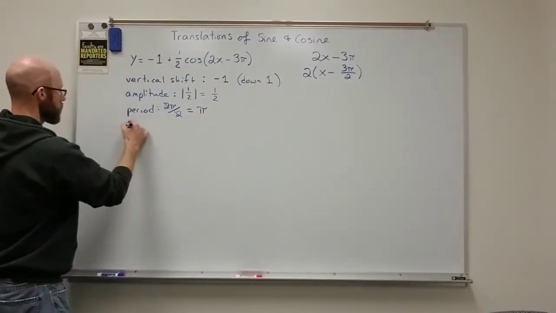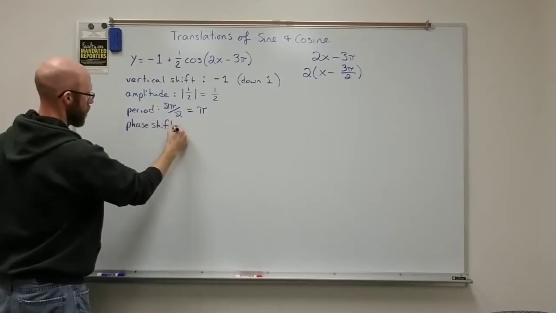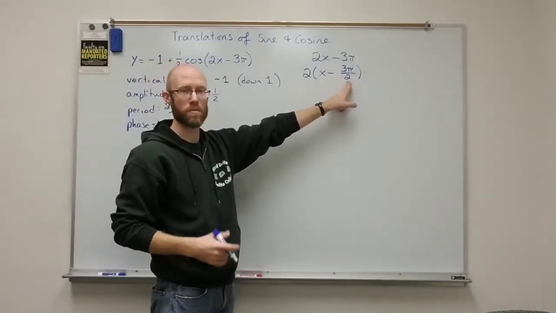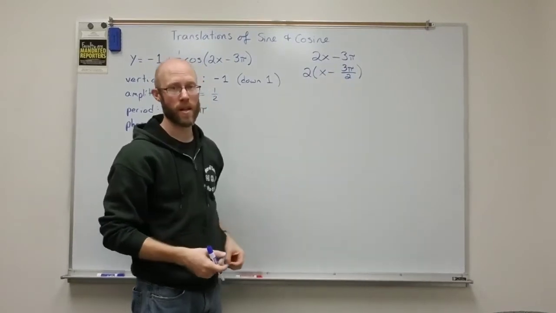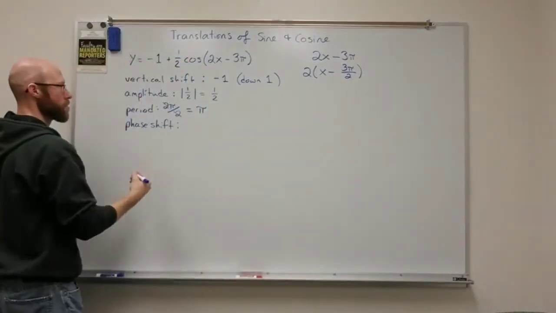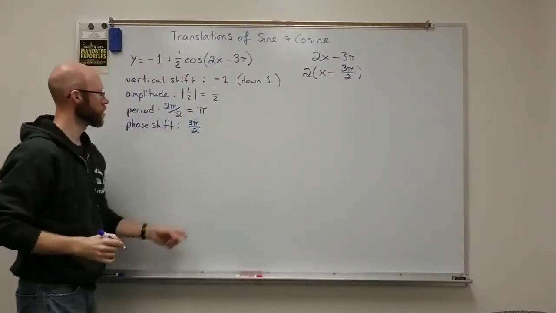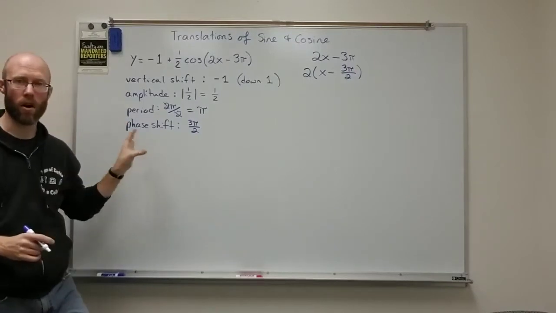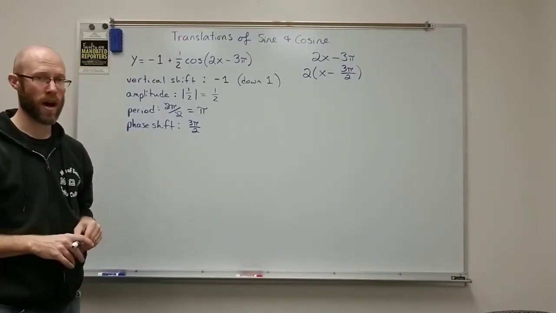Also, then the phase shift. The phase shift is going to be this constant that's being subtracted. Remember, it has to be whatever's being subtracted there on the inside after the factoring is done. So that would be a 3 pi over 2 phase shift. Okay, so that gives us a summary of all the 4 pieces of information that we need to identify in order to plot the graph.